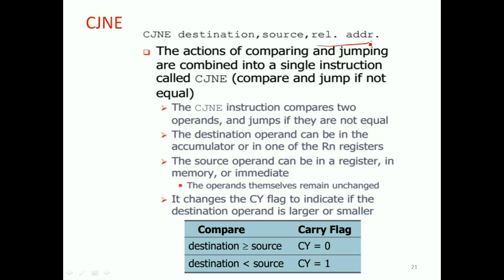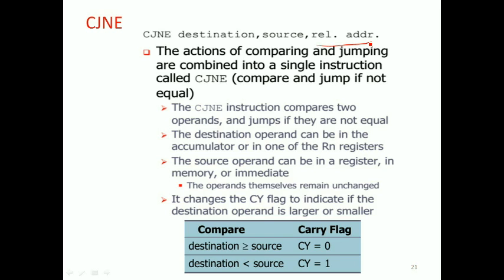In what ways can this instruction be written? As you can see, it can compare two operands. One of the operands can be the accumulator, that is the destination, and the source can be one of the registers in the register bank, an immediate data, or even a direct address location. The destination over here can also be a register in the register bank.